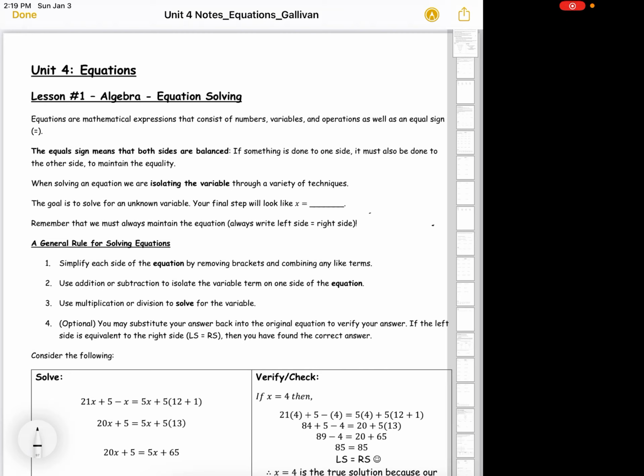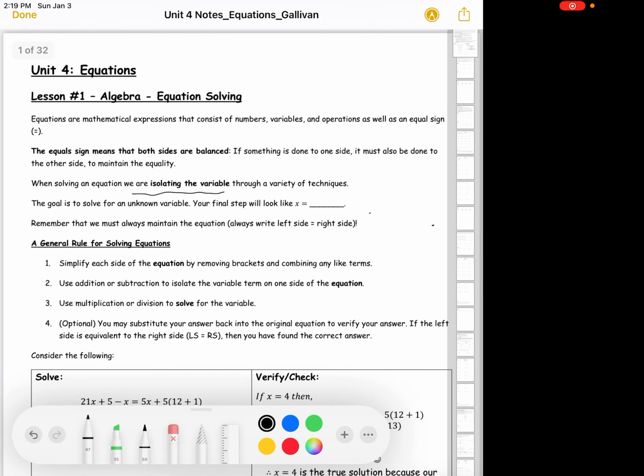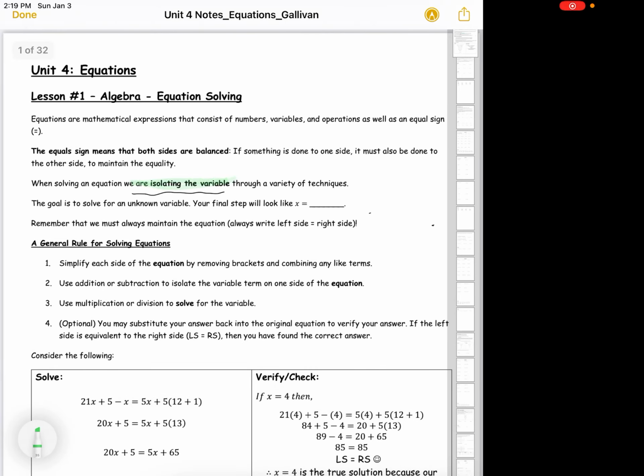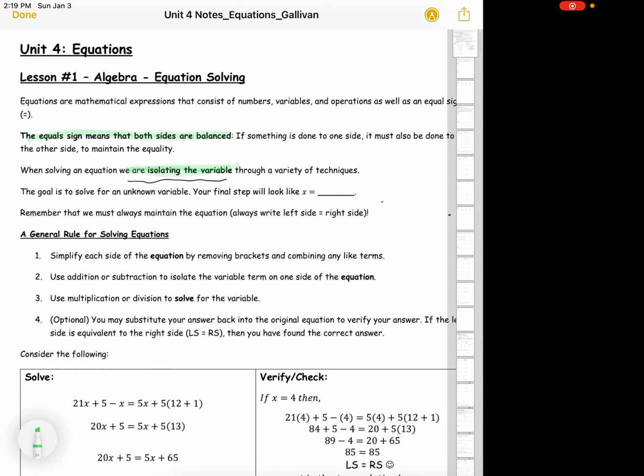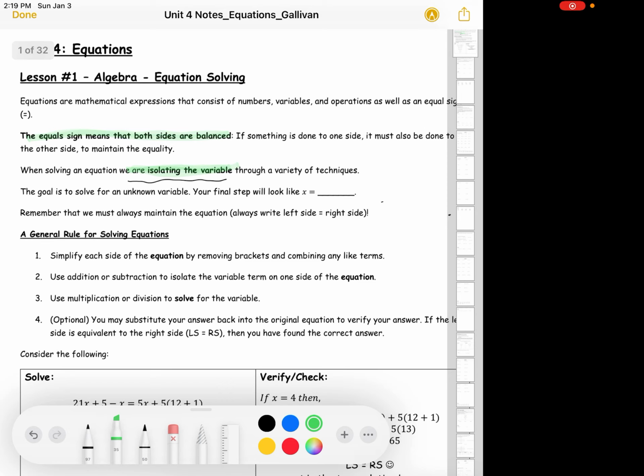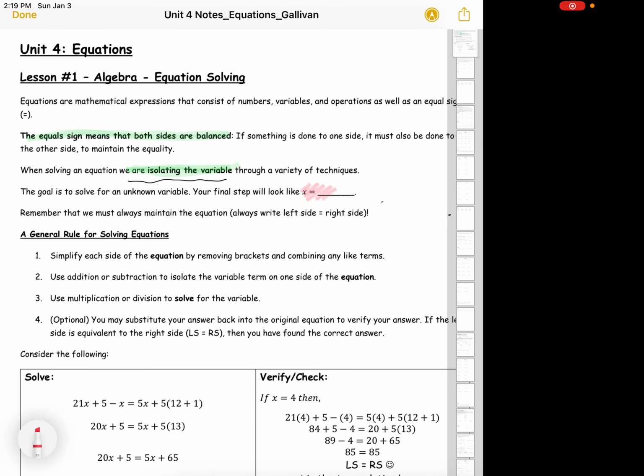Now, when solving an equation, we are said to be isolating a variable. And we can do this through a variety of techniques. The goal is to solve for an unknown variable, and your final step should look like x is equal to something. And that's what we're finding. We're trying to find that variable.